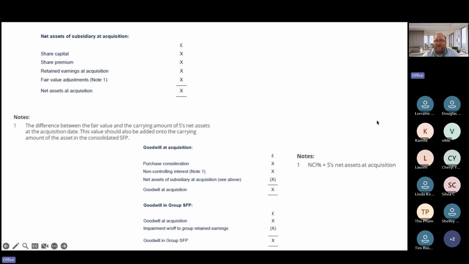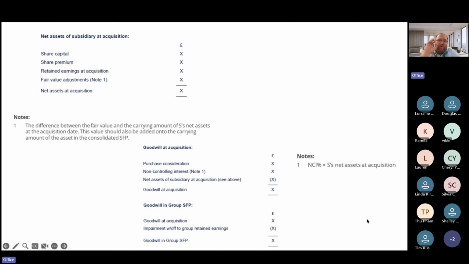So you need to be able to calculate a few things as part of this process. So this is not the biggest slide in the world. Depends on what size screen you're looking at it on. But if we start with the top bit of the slide, the very first thing you want to be able to work out is what are the net assets of the subsidiary at the point of acquisition.